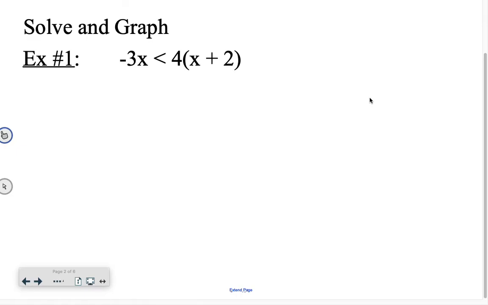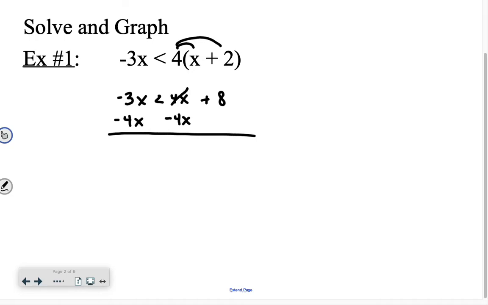So solve this just like that was an equal sign. Pretend like there's an equal sign in there and go through and solve it as if it was an equation. So first step, I'm going to take the 4 and distribute. We get negative 3x less than 4x plus 8. You got x's on both sides of the inequality. Get them on the same side. So I'm going to subtract the 4x over here to the left. We get a negative 7x less than 8.